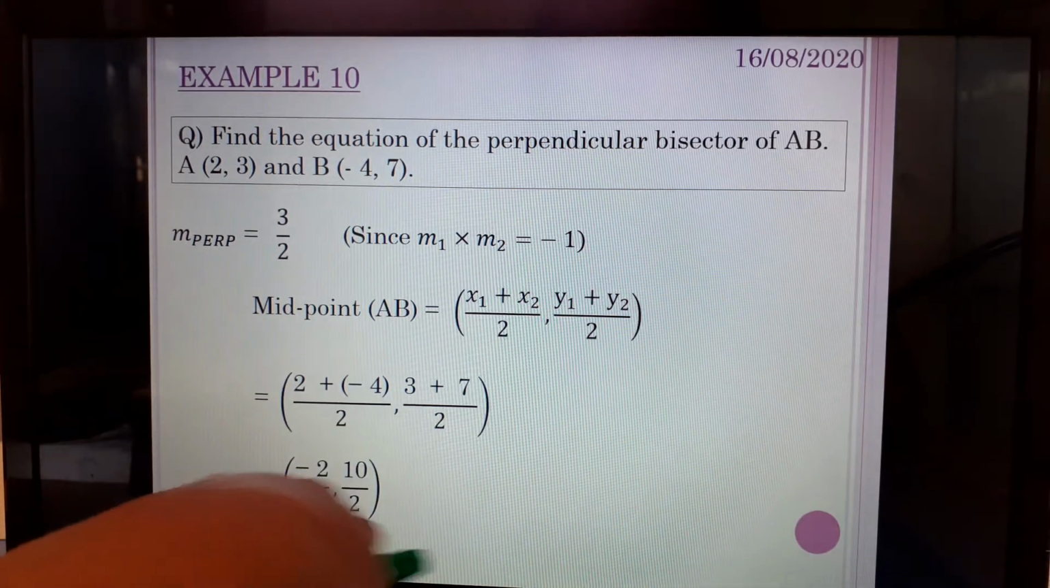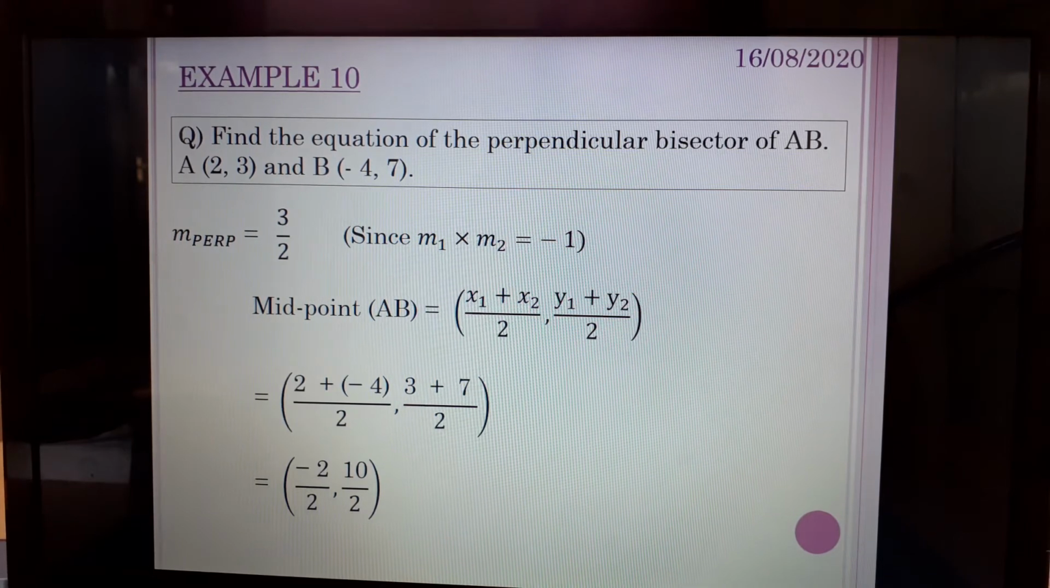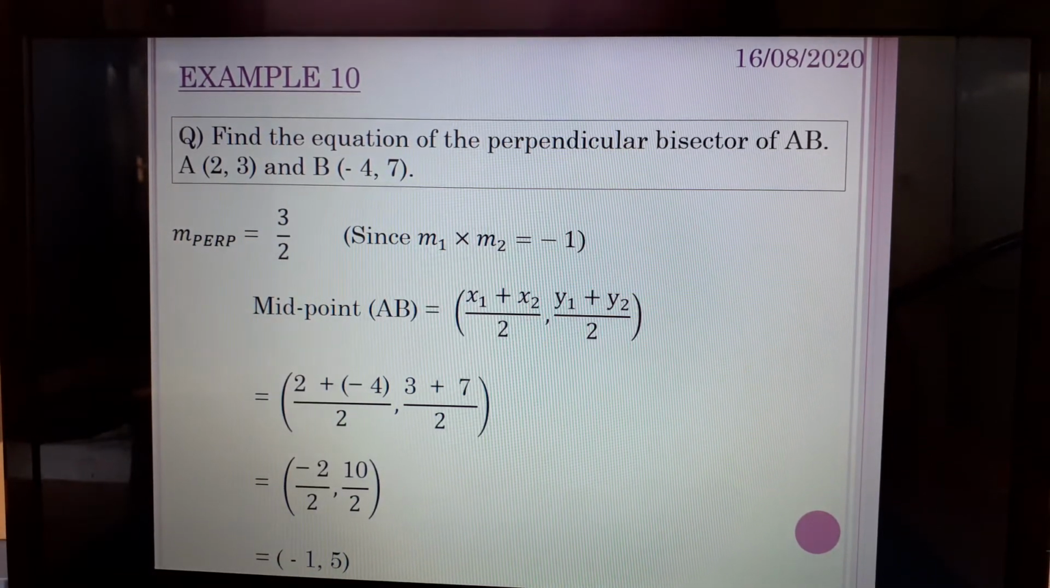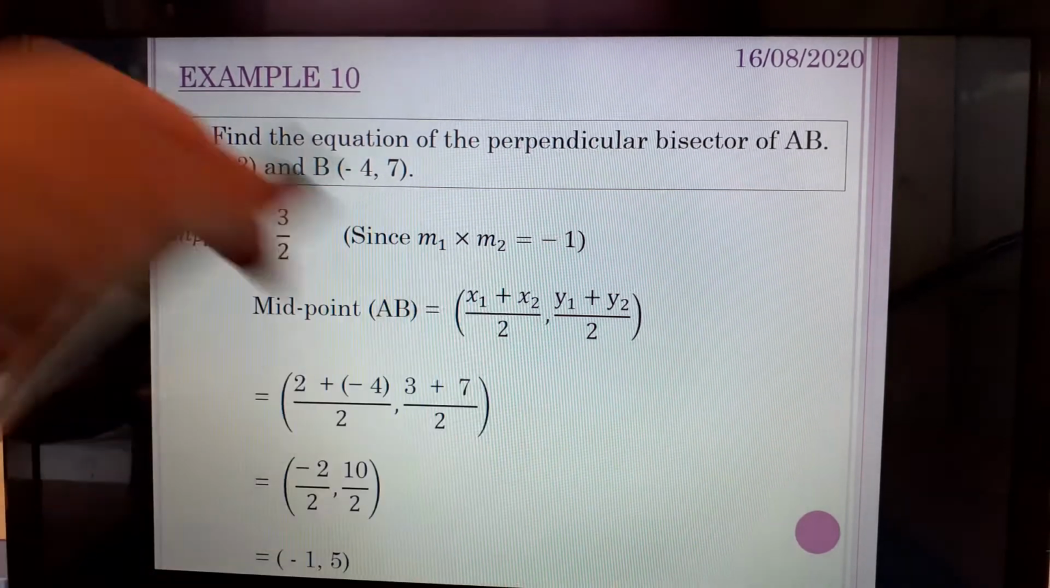Okay, so we have to simplify these here. So -2 over 2 is -1, and 10 over 2 is your 5. So we've now got a coordinate on the perpendicular bisector, and we've now got our gradient.